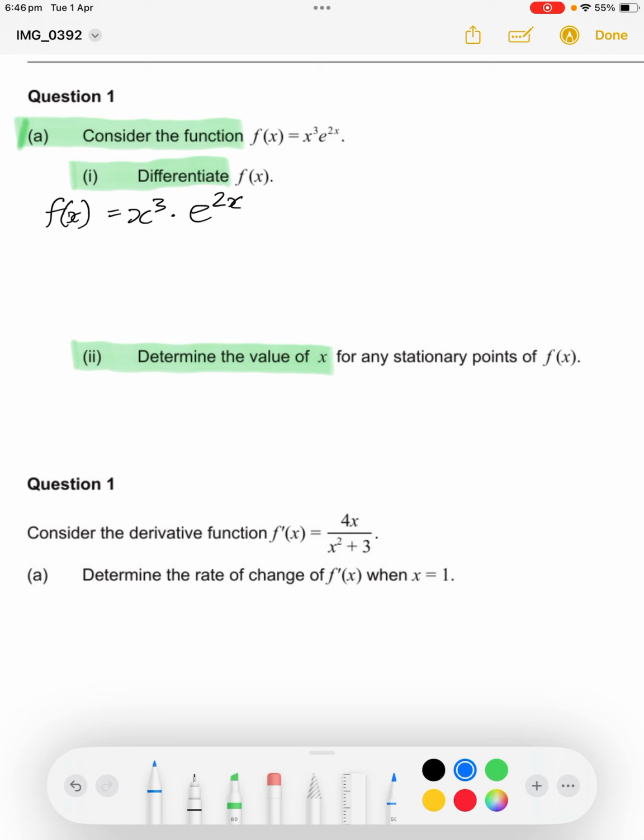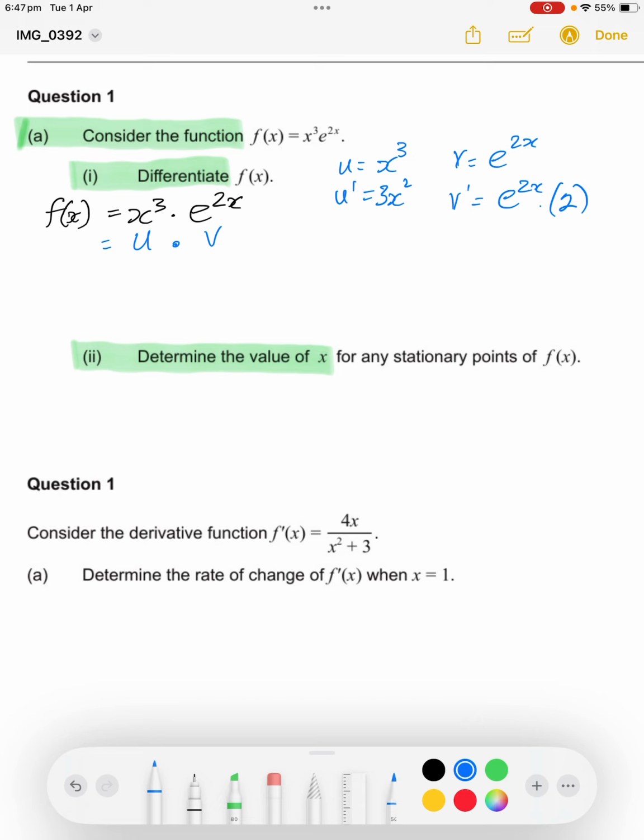Now, we've got an x in there. We've got an x in there. So we're going to use a product rule where u is x cubed. So therefore u dash is 3x squared. v is e to the power of 2x. So the derivative of v is simply e to the power of 2x, but then we have to multiply, because it's chain rule, by the derivative of 2x, which is 2.